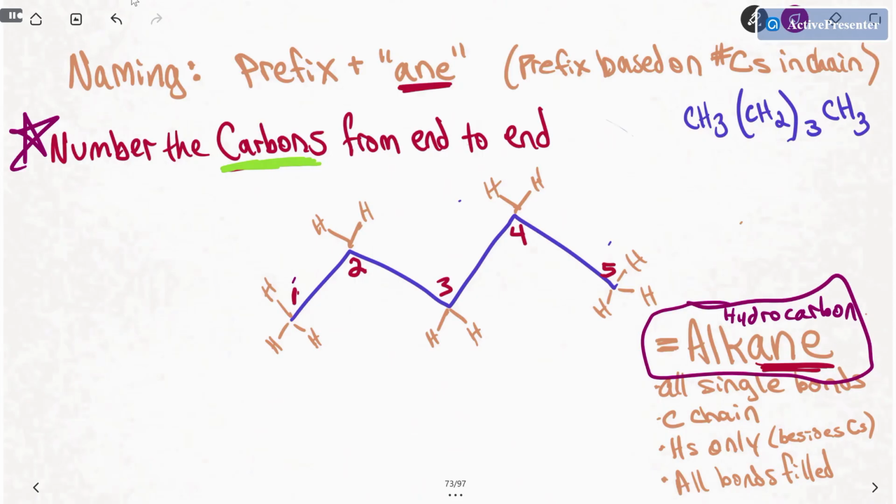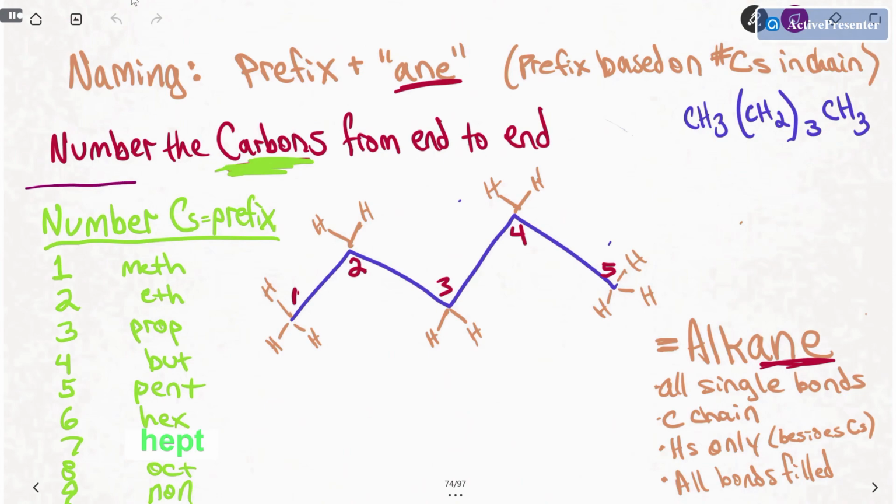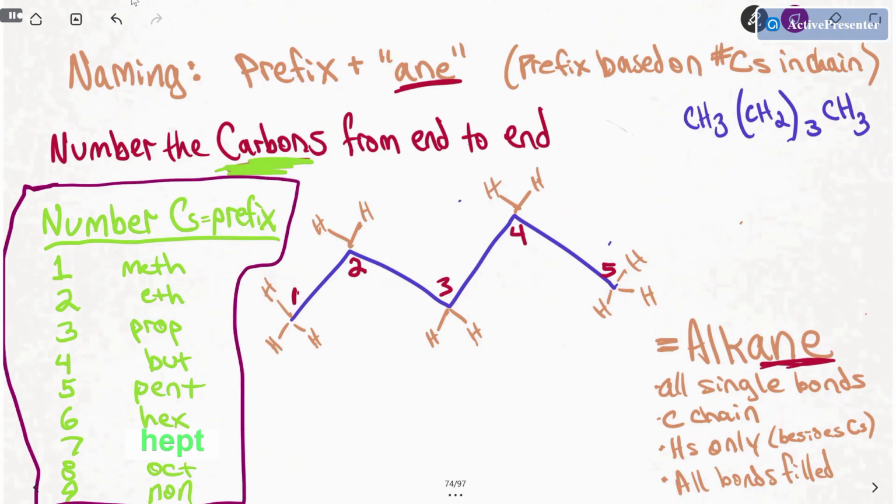So here we have 1 carbon, 2 carbons, 3 carbons, 4 carbons, 5 carbons. Okay, so we have 5 carbons in this chain. Now there is this, and you should get this in class. If not, you can copy this down. You need to just kind of memorize this. The number of carbons gives you whatever prefix it should have.